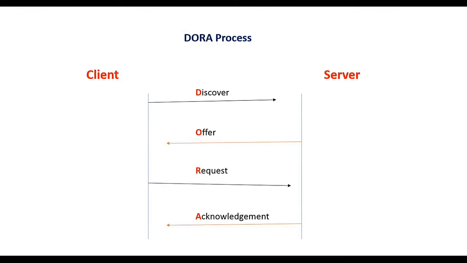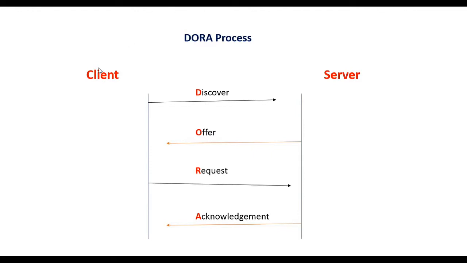So the DORA process is D for discover, O for offer, R for request, and A for acknowledgement. Whenever a client newly comes inside a network, it broadcasts a discover message to discover the DHCP server. Once the server receives the discover broadcast message from the client, it sends an offer message with its next available IP address to the client.